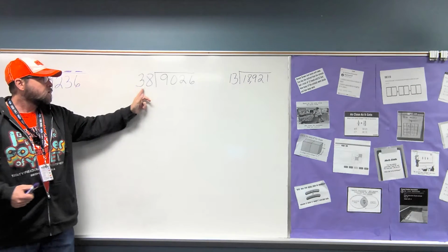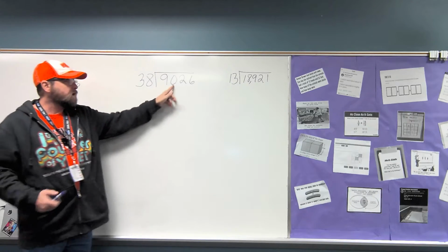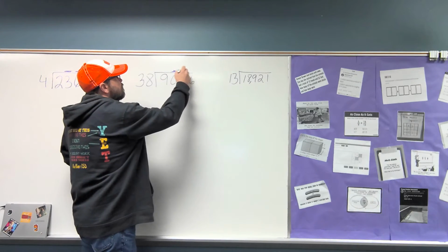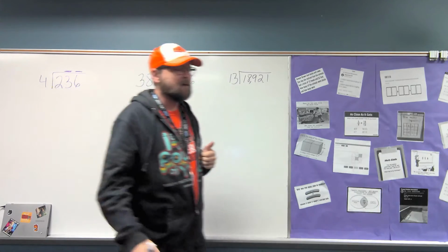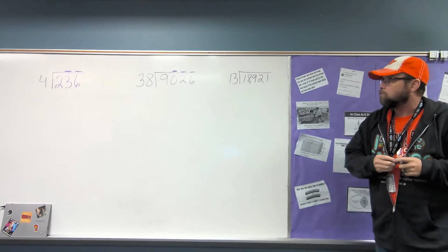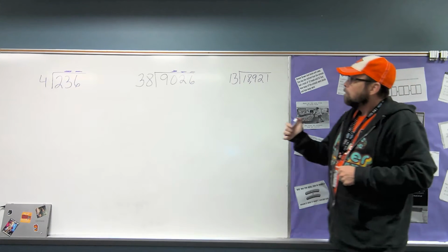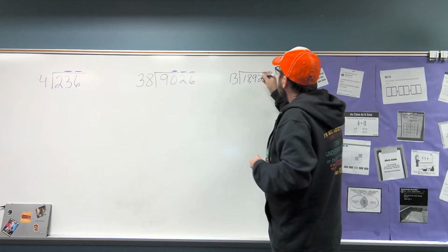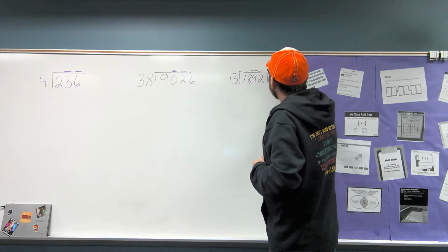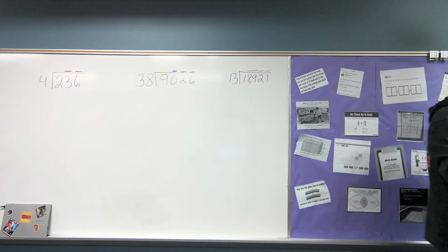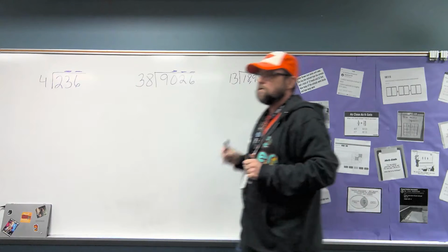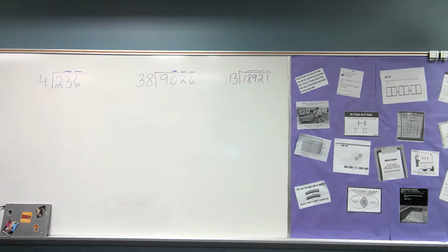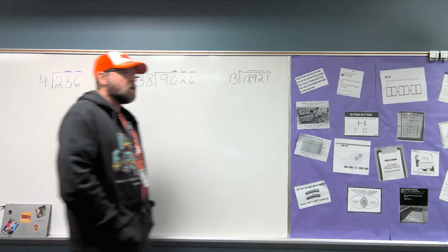In this problem, 38 doesn't go into 9, but 38 does go into 90. So you're going to have a 3-digit answer. And I just made these problems up, so there's probably a good chance there's remainders. This one, 13 doesn't go into 1, but 13 goes into 18. You're going to have a 1, 2, 3, 4-digit answer. So the first thing that's very, very important is you find where your first number goes in your quotient. Because as we move on to decimals, it's going to be a problem if you put it in the wrong place.